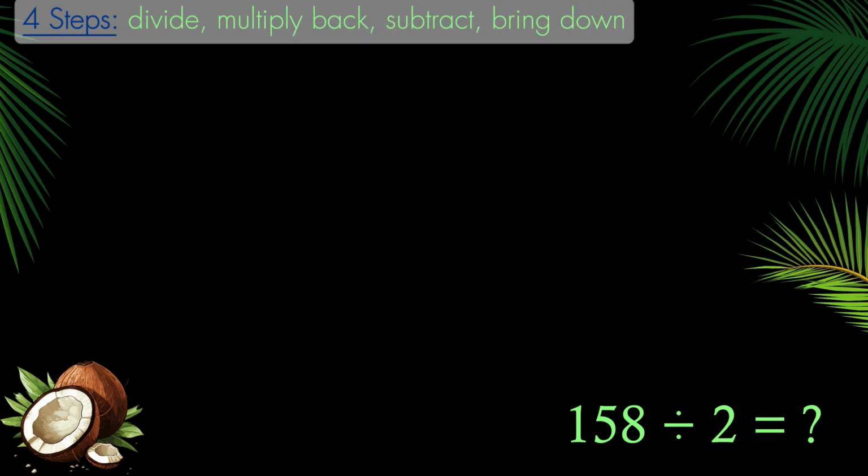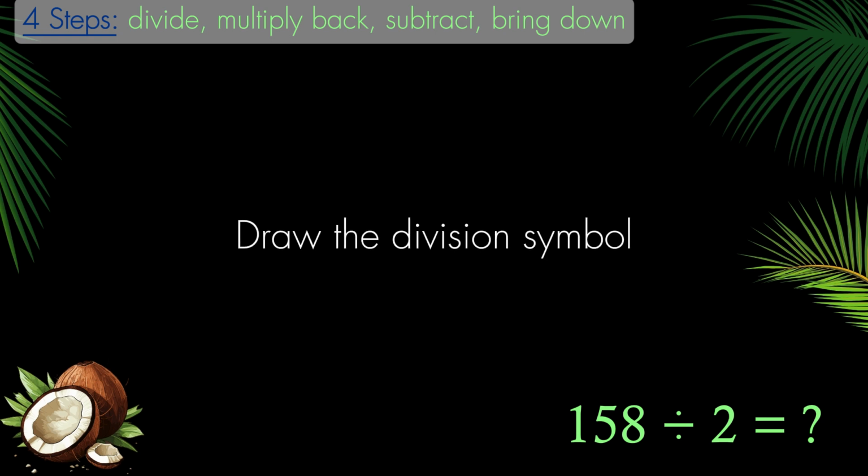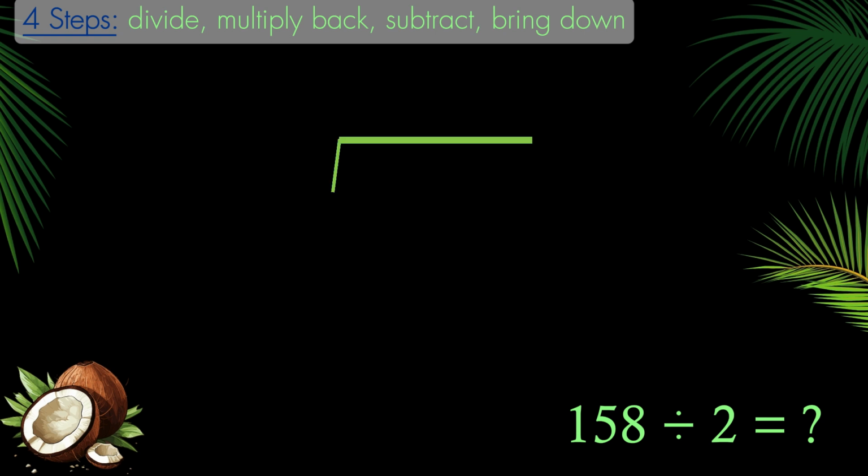Okay, let's go. Draw the division symbol. The first number, 158, goes inside. And the second number, 2, stays outside. At the top, we'll write our answers as we go.